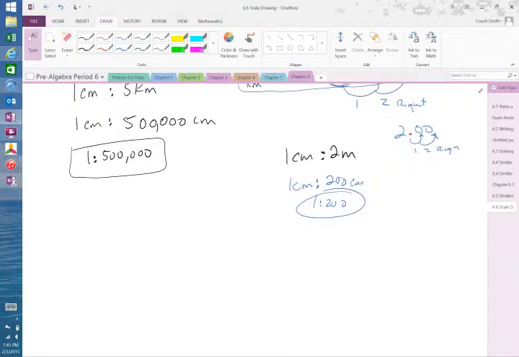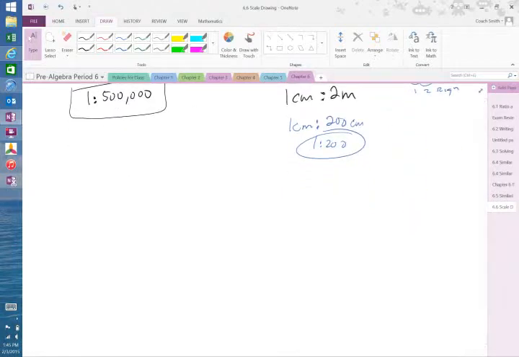Okay, let's look at this one. Number 36 says, in a scale drawing, a wall is 8 centimeters long. The actual wall is 20 meters long. Find the scale of the drawing. So it's basically 8 centimeters over 20 meters.